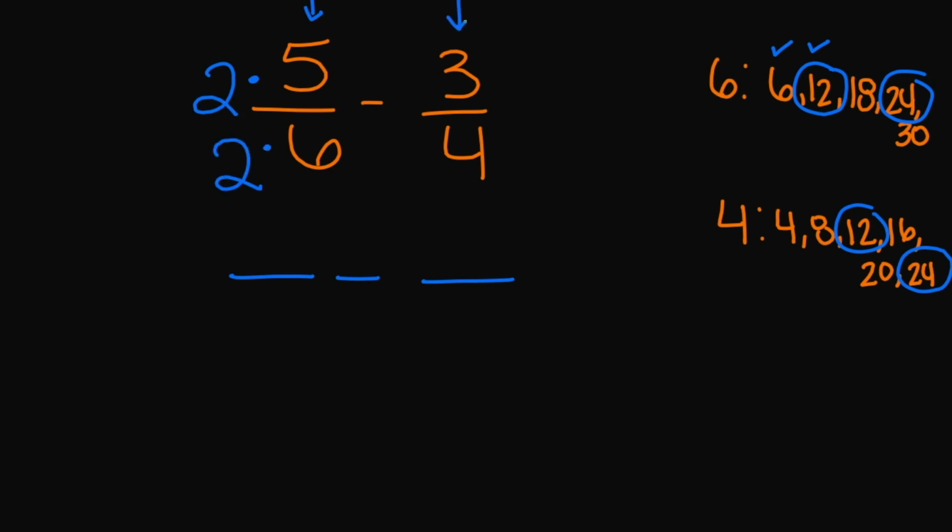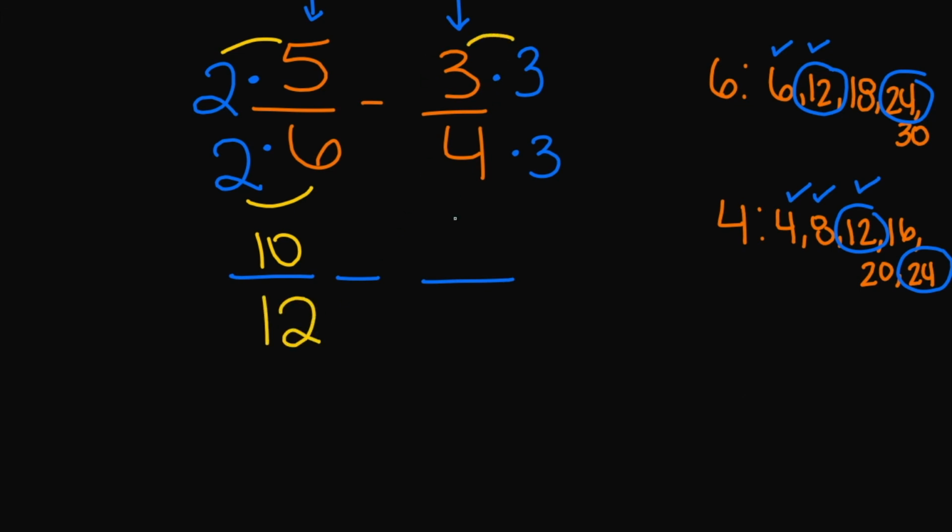Let's look here, 3 over 4. What number do I need to multiply my 4 with to get 12 in the denominator? So 1, 2, 3. I'm going to multiply top and bottom by the number 3. So now we're going to multiply. 2 times 5 is 10 over 2 times 6. That's 12. Perfect. That's what we're looking for. 3 times 3 is 9 over 4 times 3 is 12.